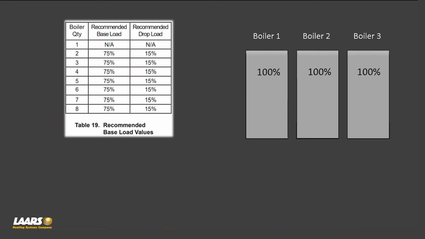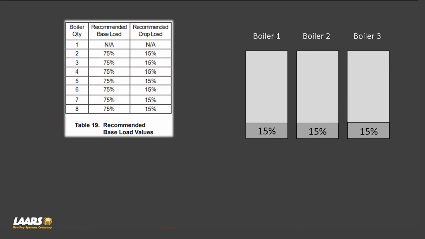Now they start modulating back. Once they're back, all 3 boilers are at that drop load value. Boiler 3 will shut off, but we're running at 45%. So we're going to divide by 2. So boiler 3 shuts off. Boilers 1 and 2 in this example will operate at 22%.